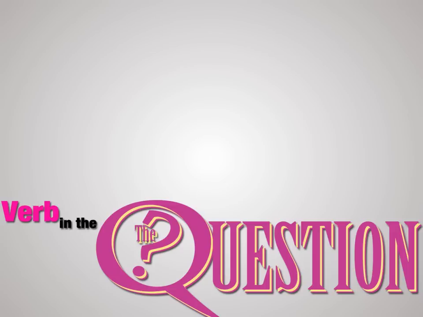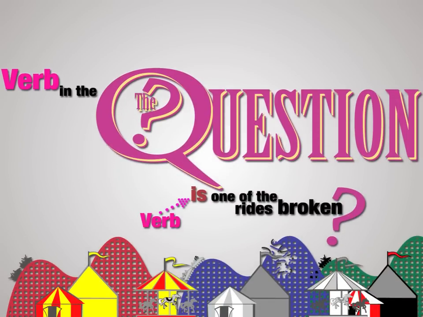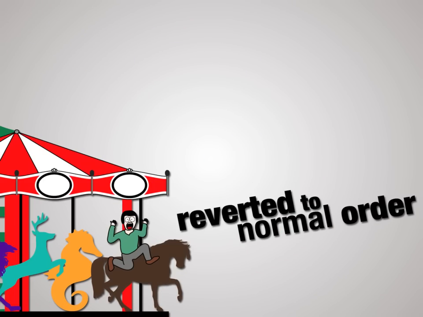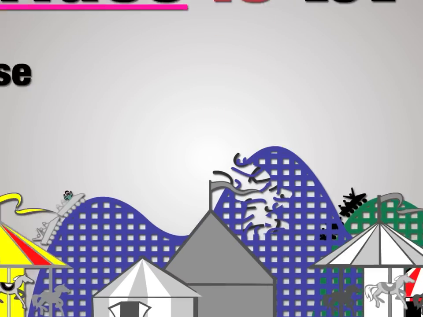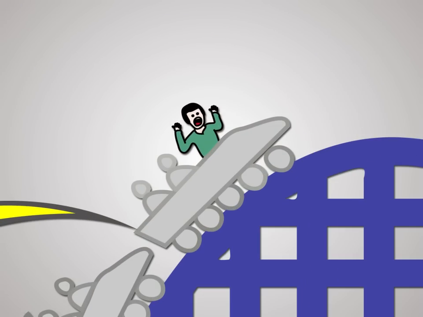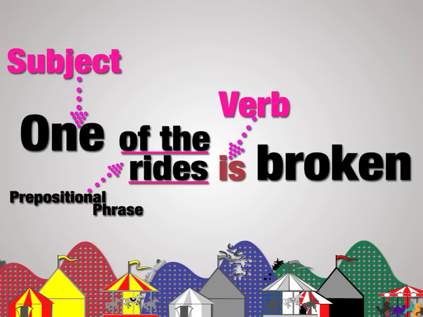Notice that the verb in the question, "Is one of the rides broken?" actually starts the sentence. In this case, the sentence is reverted to normal order: "One of the rides is broken," with the subject before the verb. And once again, the prepositional phrase "of the rides," beginning with the preposition of, is removed, and it is revealed that one is the true subject of the sentence and therefore requires the singular verb is.